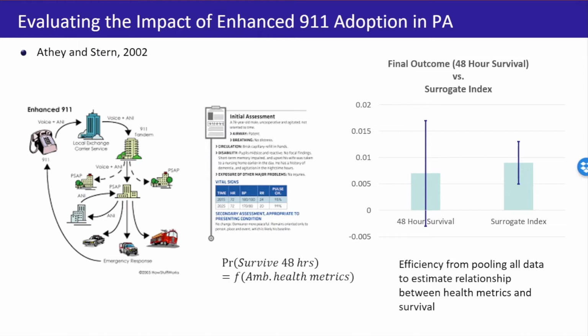And instead, when we constructed this intermediate metric, we'll call it a surrogate index, and studied the effect of enhanced 911 on that surrogate index, we got a similar magnitude estimate, but actually smaller confidence intervals. And at the time, I thought we were maybe doing something wrong, or maybe this was driven by functional form assumptions, because it didn't really make sense that we would get a more precise estimate of the impact of 911 on the long-term outcome by using actually an intermediate outcome rather than directly measuring the effect on mortality.